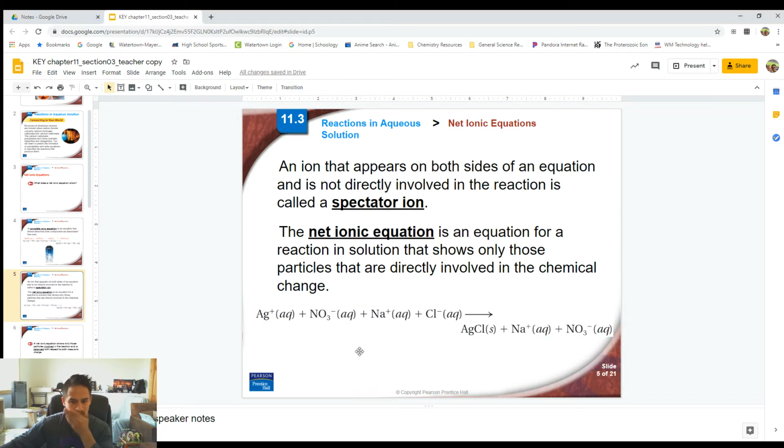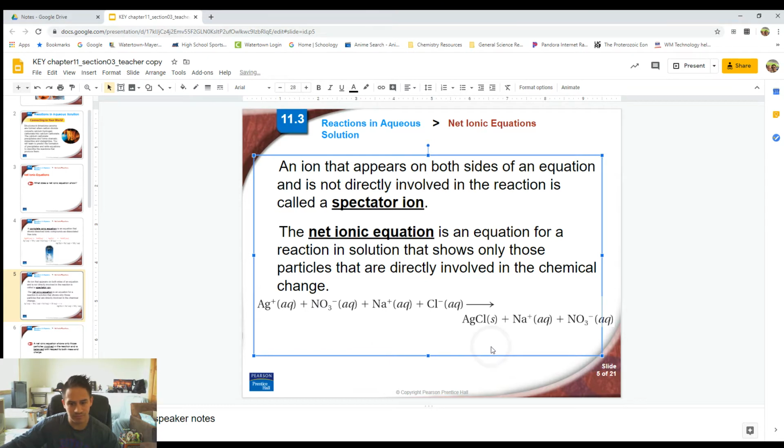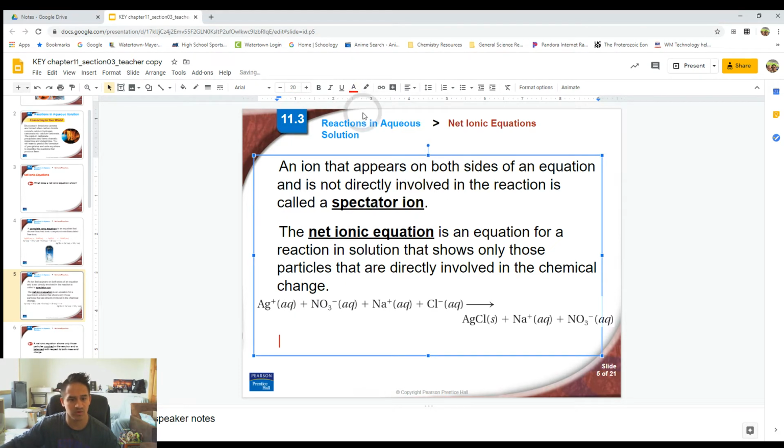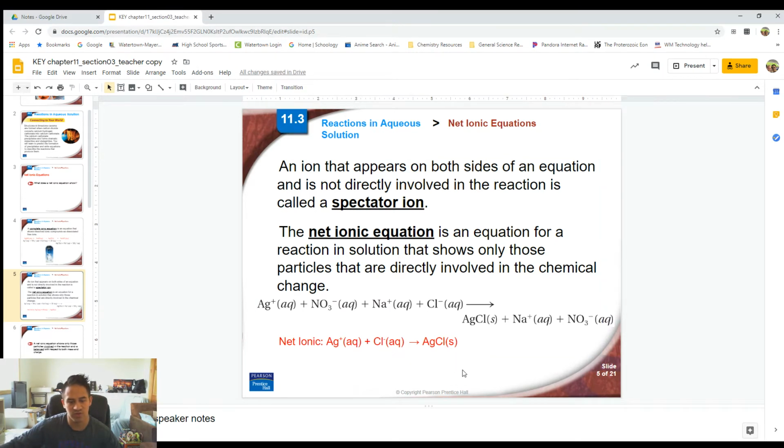So what we're going to do is rewrite this as a net ionic equation where we're going to have only the things that were involved in the reaction. Okay, so the net ionic equation would be Ag+ aqueous, plus Cl- aqueous, and those are making AgCl, which is a solid. Okay, this would be our net ionic equation. We've removed the spectator ions, which are the nitrate and the sodiums, and we only have the Ag+, the Cl-, and the AgCl left, because we get rid of everything else.